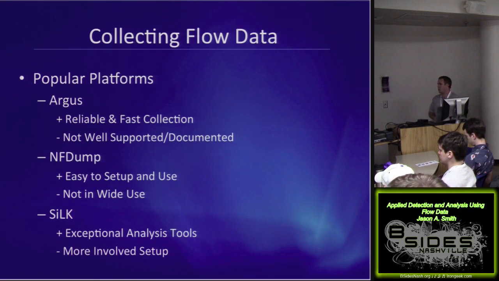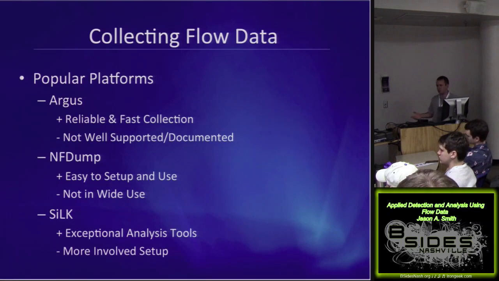Silk, which is going to be the bulk of what I talk about today, obviously I'm biased towards Silk because I've used Silk more than Argus. I've used Silk more than NFDump. That's my flow tool of choice. It has a lot of different analysis tools involved, and I'll talk about those in a minute. But traditionally, it's had a more involved setup. Basically, there are infinite ways of deploying this thing.